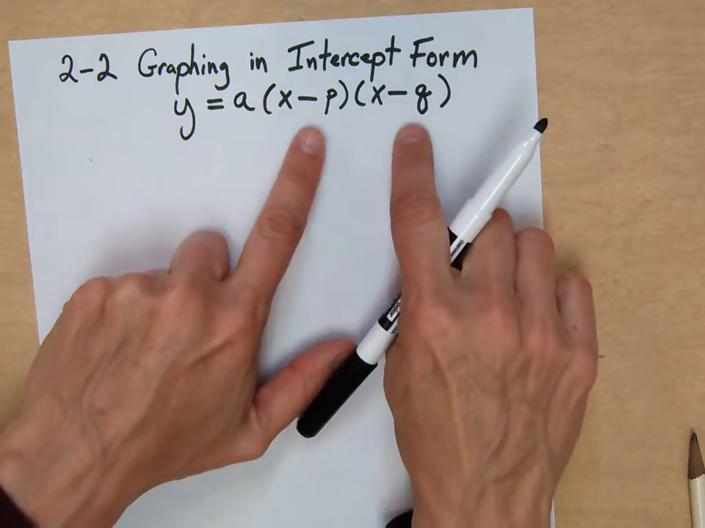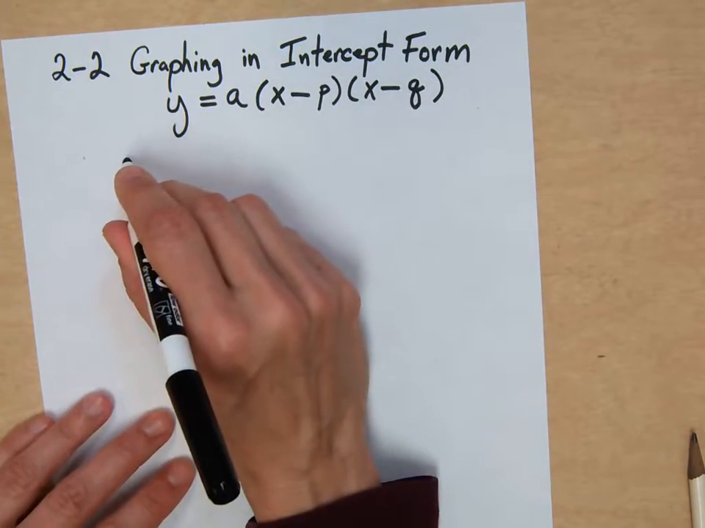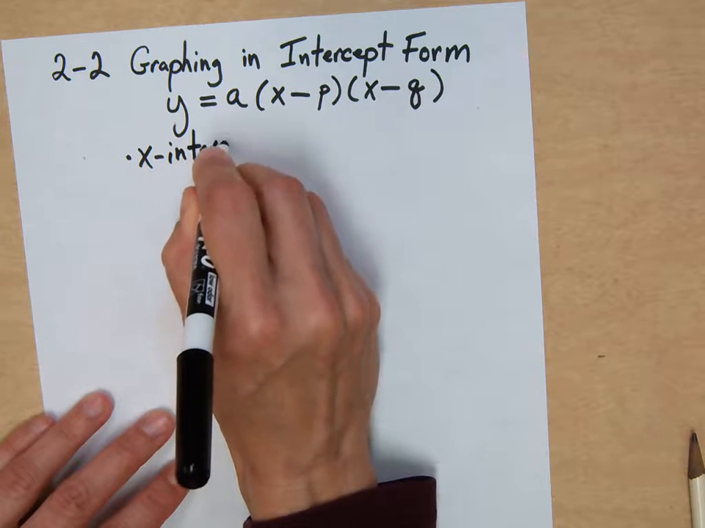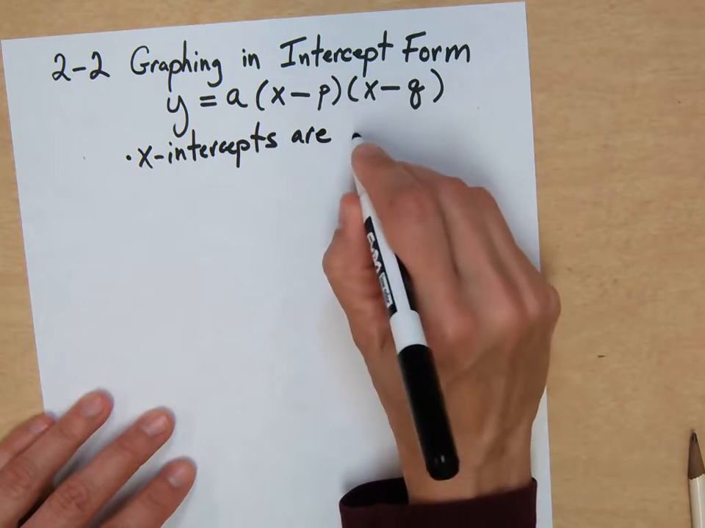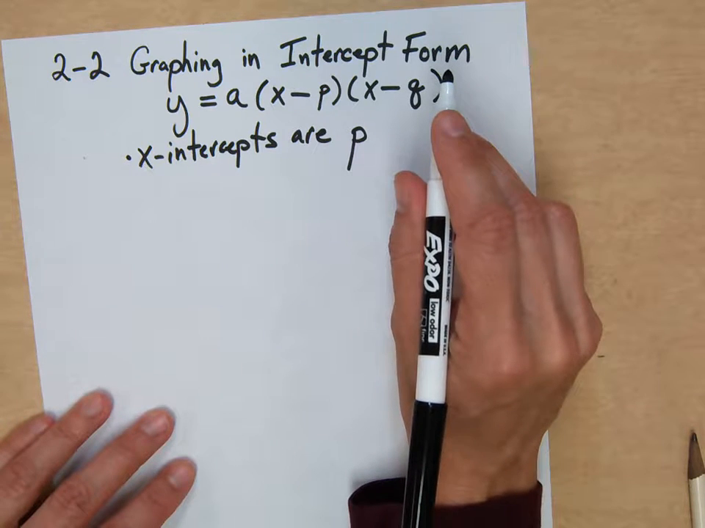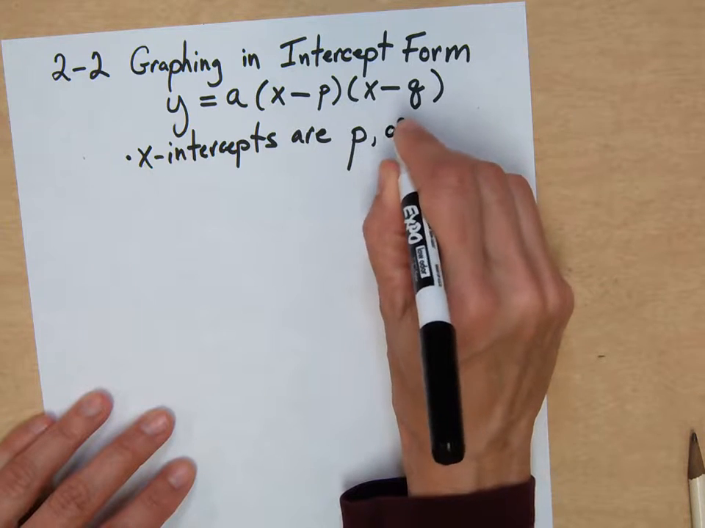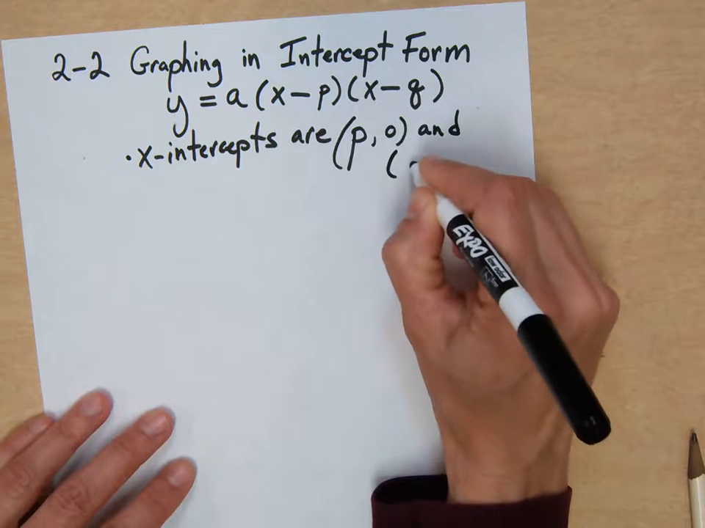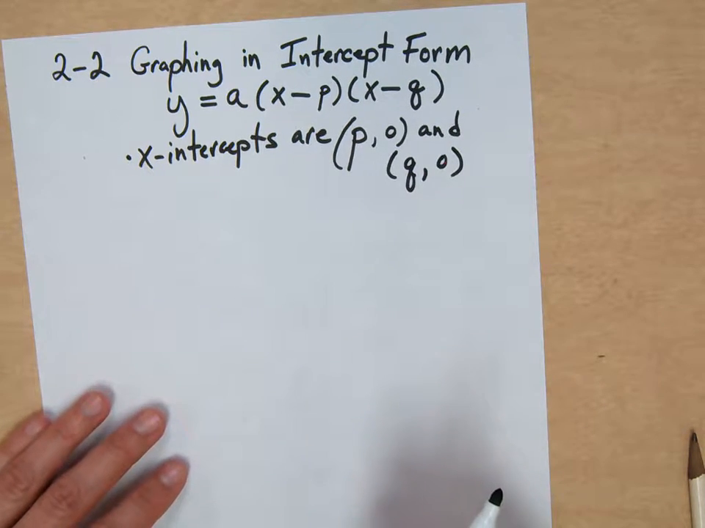You can also pick out the x-intercepts. Let me write the relevant information. You have that form. These all have trade-offs. The x-intercepts are the numbers p and q. So it's actually p comma 0, because they're x-intercepts, right? So y is 0: p, 0 and q, 0. Those are the coordinates of the x-intercepts.